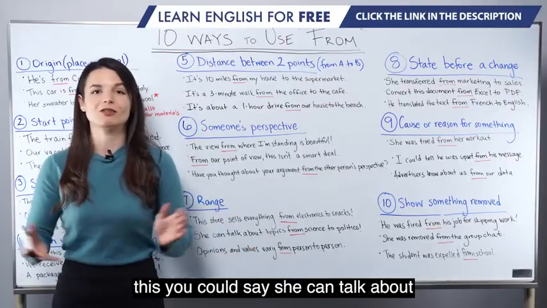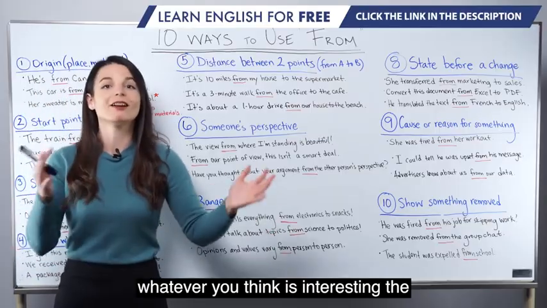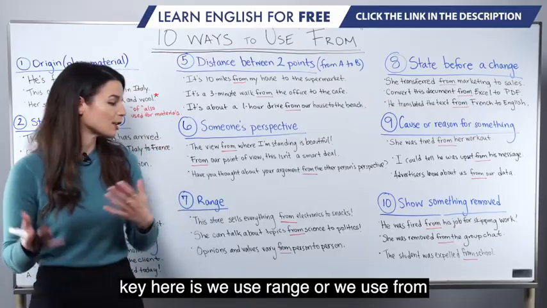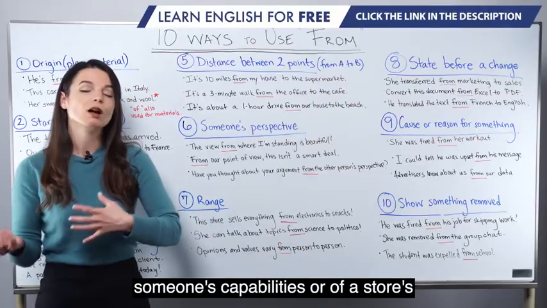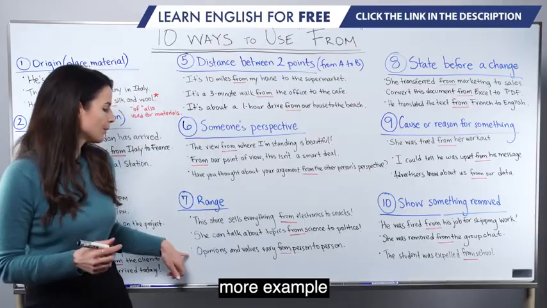Of course, you could change this. You could say, she can talk about topics from pop culture to art, or whatever you think is interesting. The key here is we use from in this way to show the range of someone's capabilities or of a store's products and so on. Let's look at one more example.